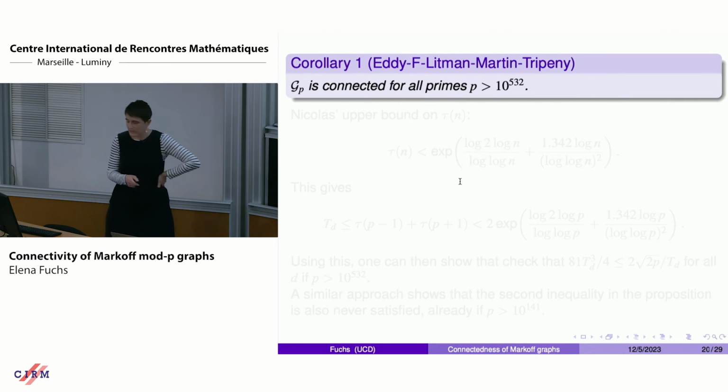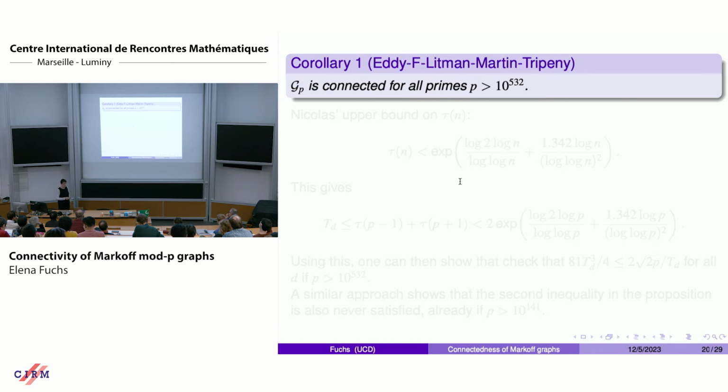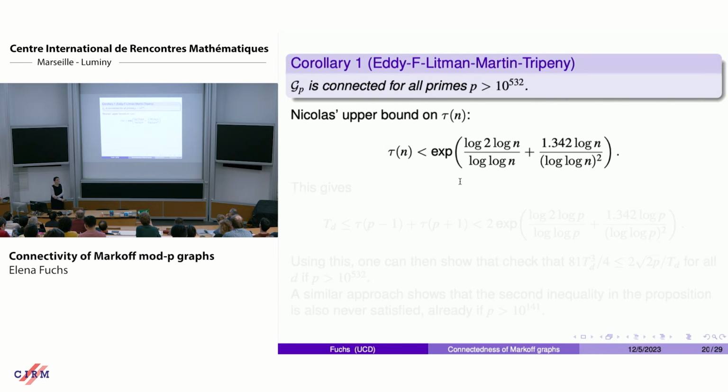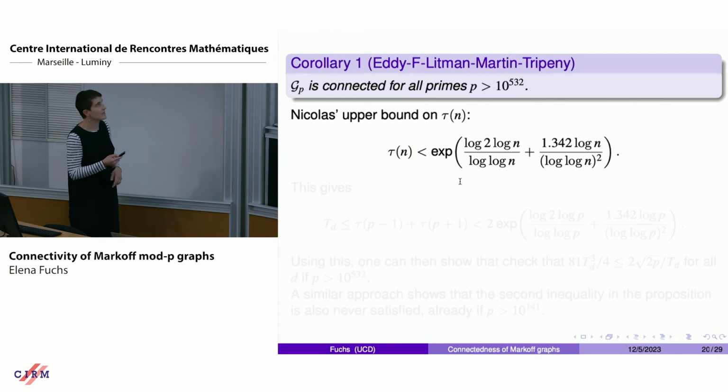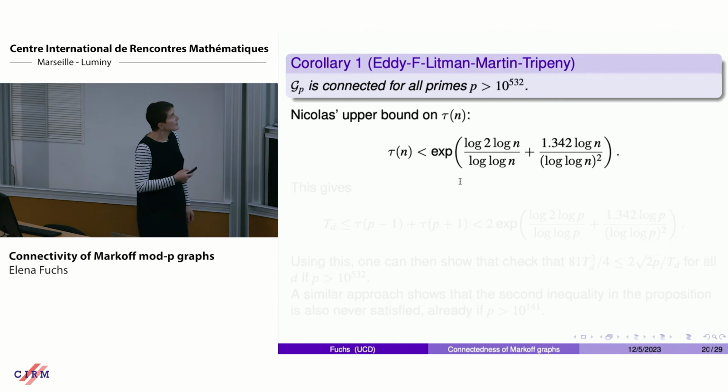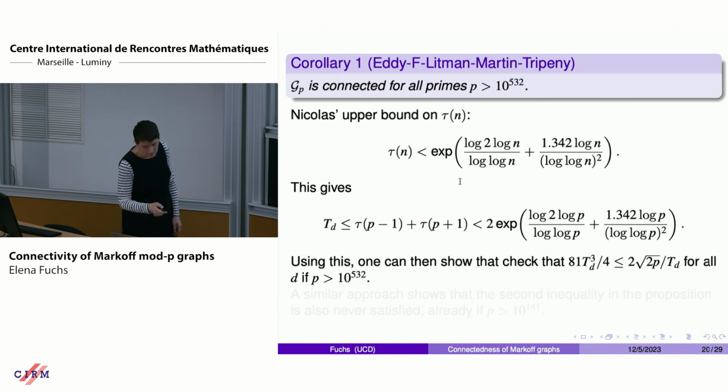So from this, we can conclude already that the graph is connected for all primes P greater than 10 to the 532. How do we do that? Yeah, it's pretty bad, but the whole thing, there's tau floating around everywhere. And there's a bunch of different upper bounds you can play around with, but here's an upper bound by Nicolas on tau of n. And what that's going to give you is, well, our TD that appears in those inequalities is upper bounded by roughly this.